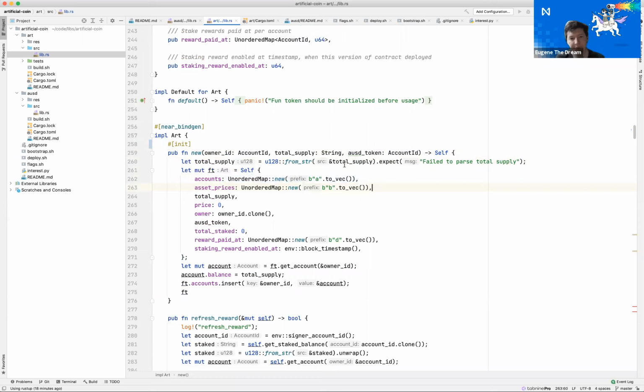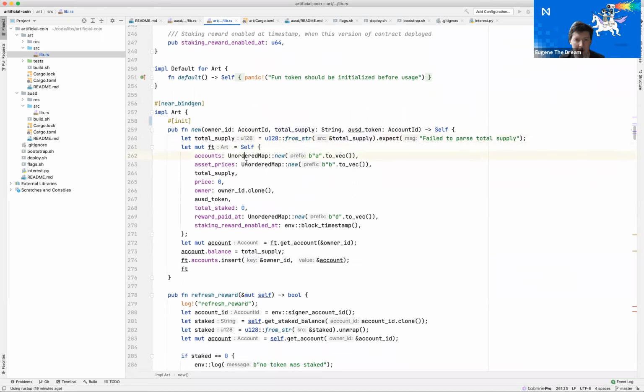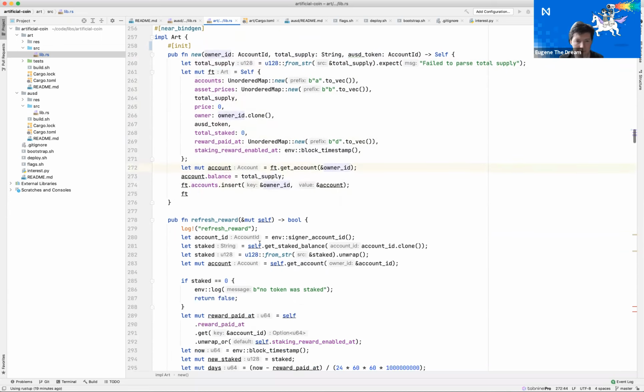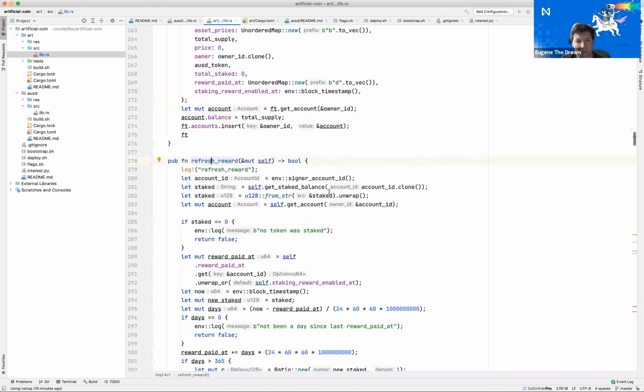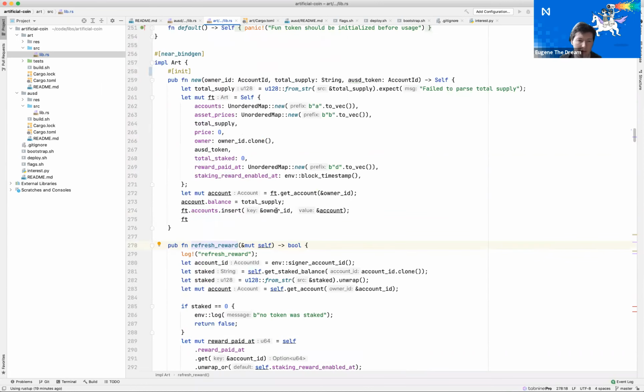Okay, so we parse the total supply. Then initiate, and then we provide the entire total supply to the owner ID and save it. Now the method to refresh rewards.